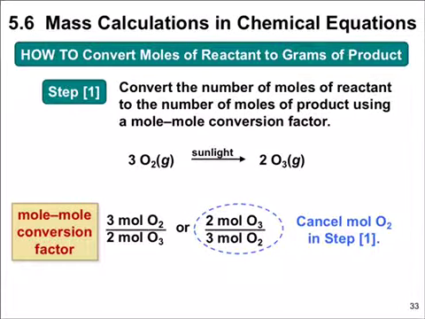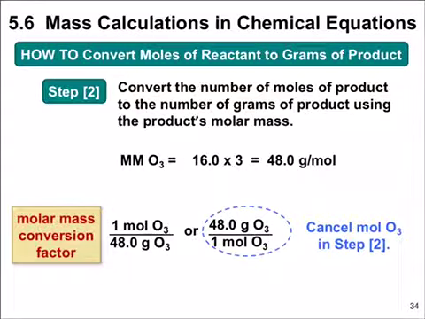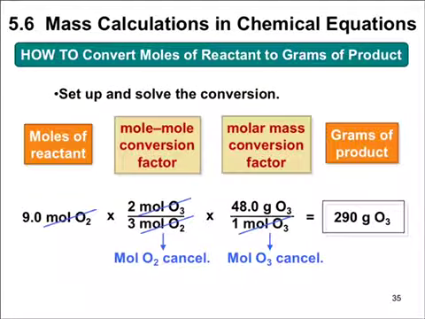So I use the 2 moles of ozone for every 3 moles of O2, and that's going to cancel out my O2. And then I use the molar mass of ozone, which is 16 grams per mole of oxygen, times 3 of those guys are 48.0 grams per mole. And we know that when we go from moles to mass, we multiply by the molar mass. So 48 grams goes on top. We set up our conversion. We've got our 9 moles of O2 times 2 moles of O3 over 3 moles of O2 times 48, or 290 grams of ozone produced.